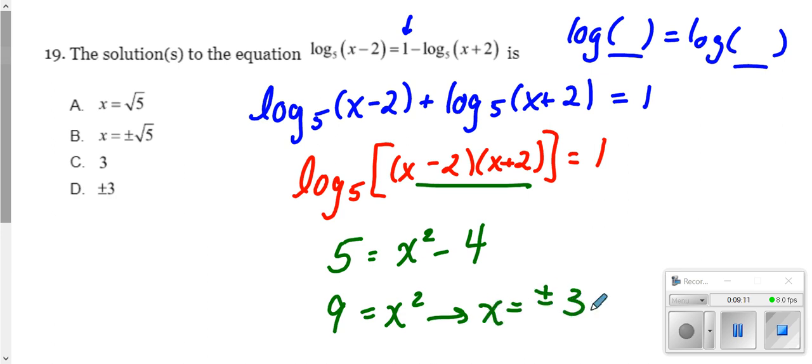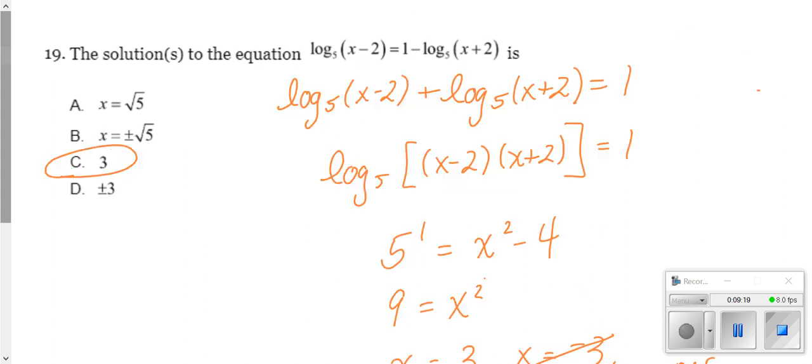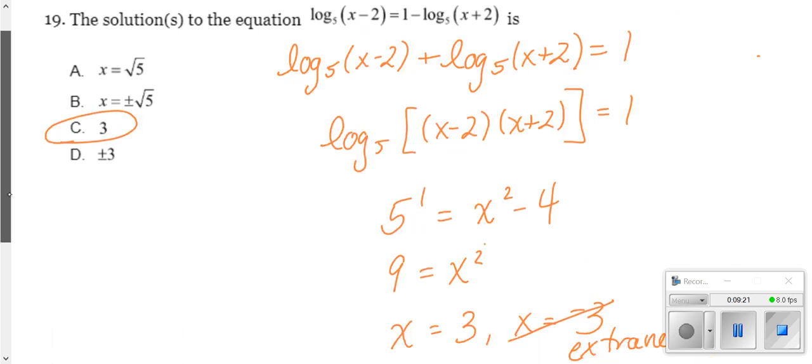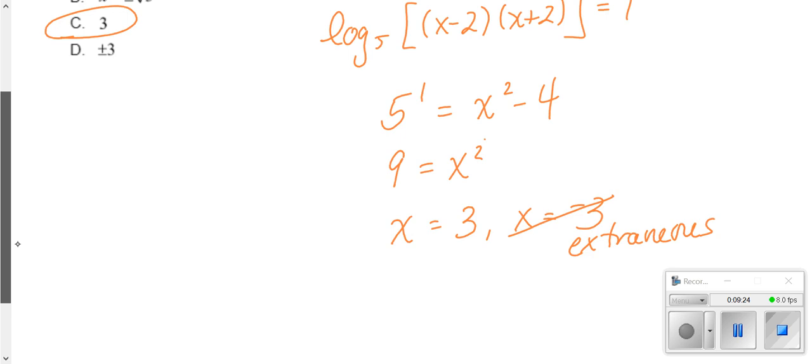But I need to check that that works. If I put -3 into either of these, I am in a bad place, right? So it is just the 3 that works. Right? I cannot take a log of a negative amount, right? So I have an extraneous solution for the other one.